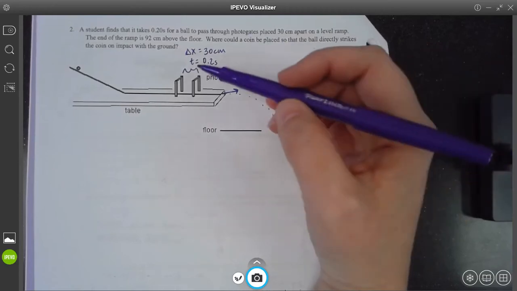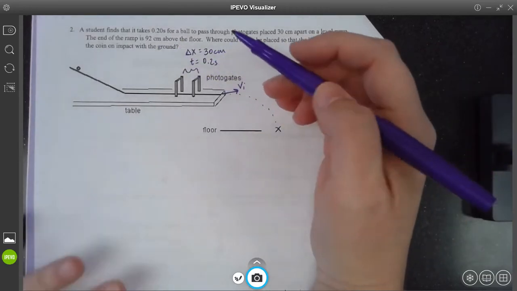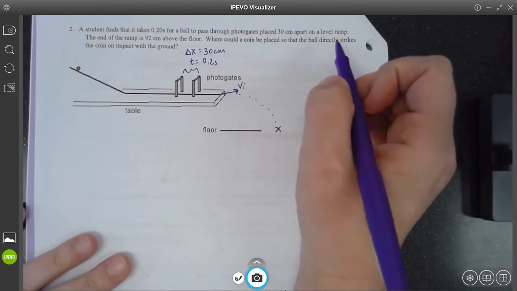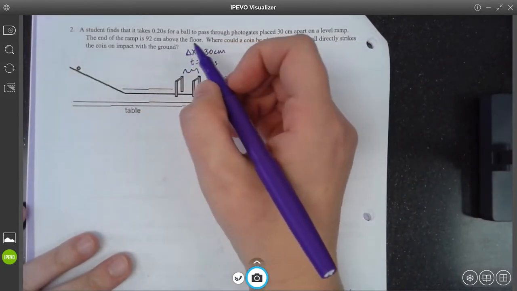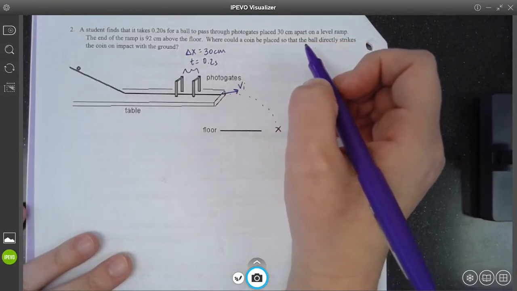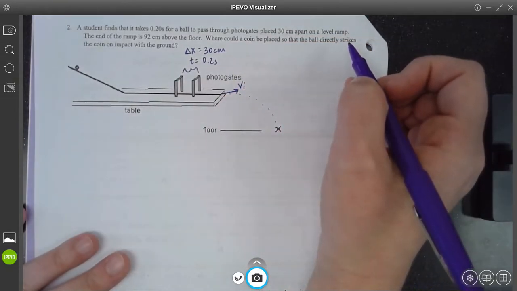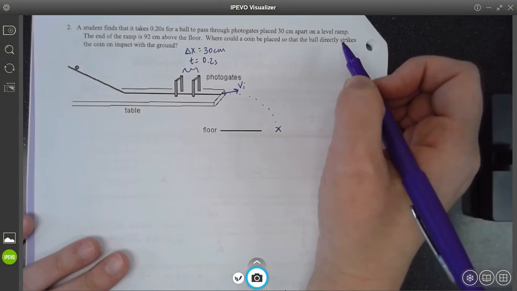Okay, a student finds it takes 0.2 seconds for a ball to pass through the photo gates placed 30 centimeters apart on a level ramp. The end of the ramp is 92 centimeters above the floor. Where could a coin be placed so the ball directly strikes the coin on impact with the ground?